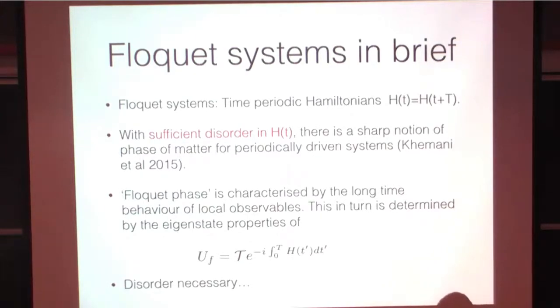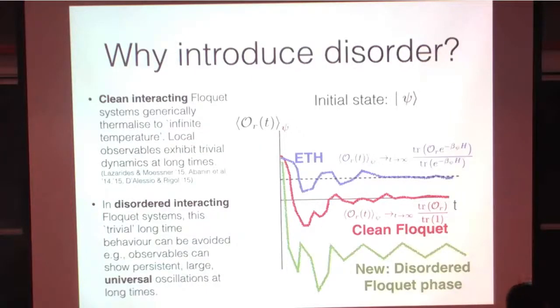Okay, so let me say a little bit more about why we need to introduce, or appear to need to introduce, disorder in this setting. So let me tell you what seems to be a fact about clean interacting Floquet systems. So if you have a many-body Hamiltonian that depends on time periodically and it's interacting, it seems as though such systems, we say, thermalize to infinite temperatures. So what that means is that at very, very long times, local observables have trivial dynamics.